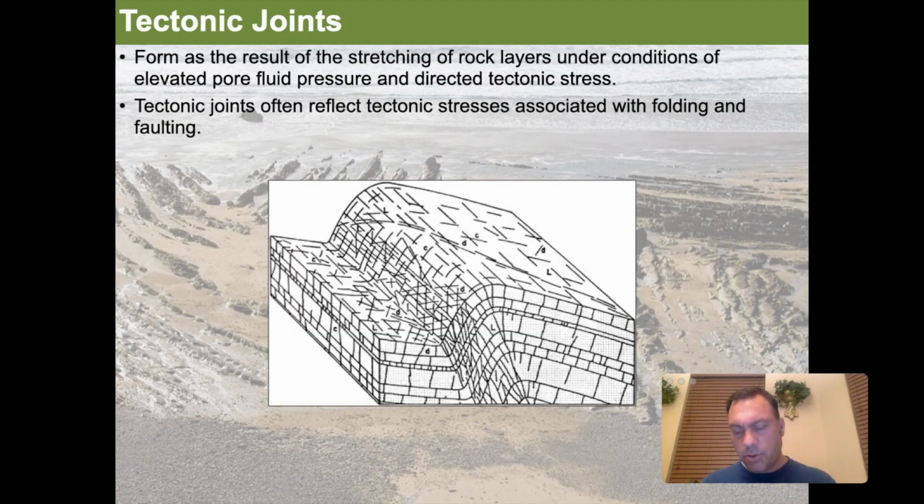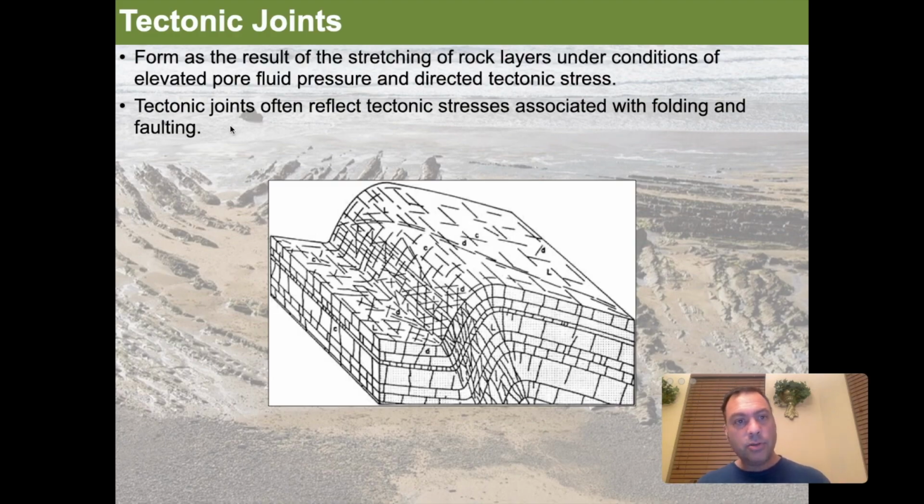So tectonic joints are the main reason why we have it in this specific lecture here. And they form as the result of the stretching of rock layers under conditions of elevated pore fluid pressure and directed tectonic stress. In other words, some type of stress coming in, usually it's compressional, but it can also be tensional. You can have it both ways. And if you look at a fold, for example, you see both tensional and compressional, and you see the way that these joints will form.